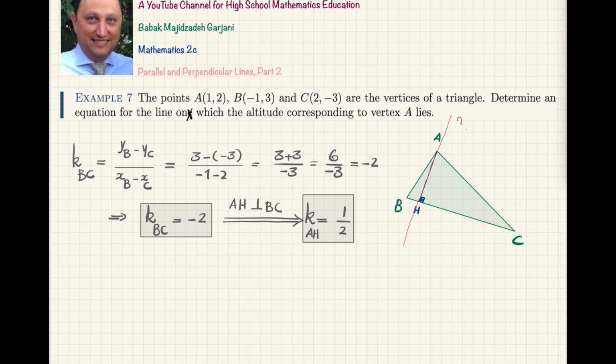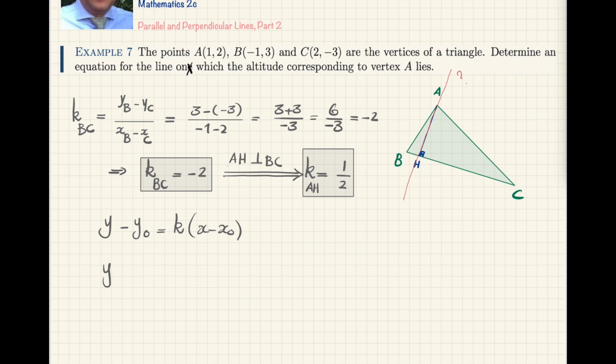Do I know a point of that line? Yes, it is clear from geometry that that point can be A, and that's enough. So I would write y minus y node is equal to k of AH, multiplied by x minus x node. So this becomes y minus y node. But what is y node here? It is the y coordinate of the point that I'm sure lies on my line.